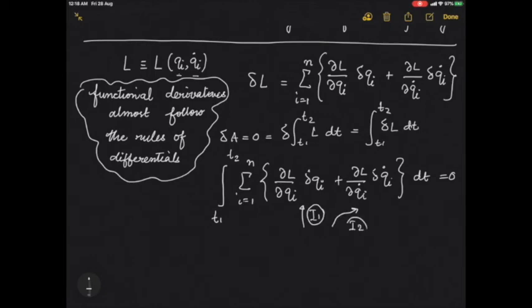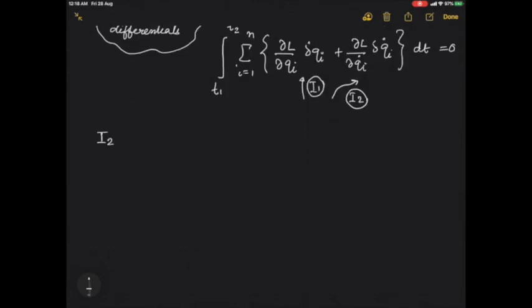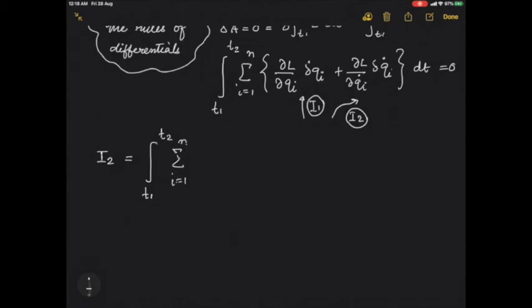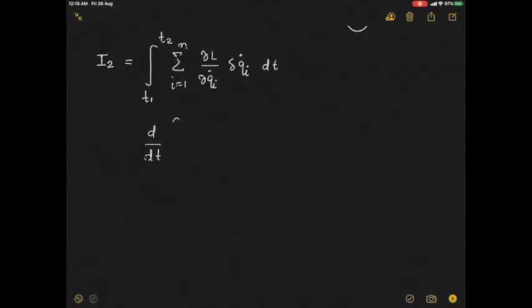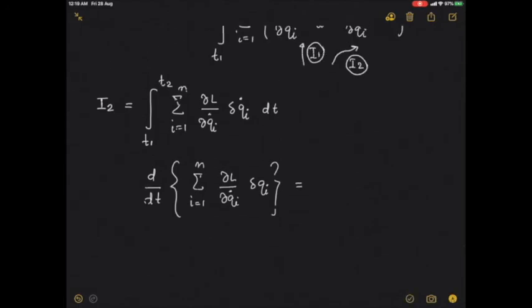Okay, and again I call this I1 and call this I2, and have a look at I2 first. I1 is actually in the desired form already. For I2, I will do a similar trick that I have done with one of the integrals earlier. So again let me look at this quantity, d/dt, the total time derivative, of the summation over I equals 1 to n del L del qi dot delta qi.